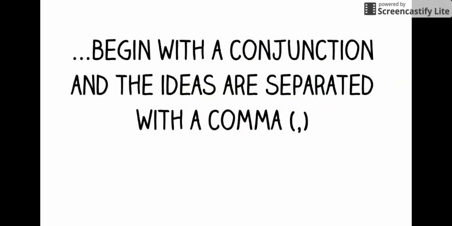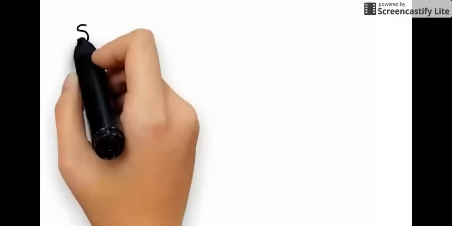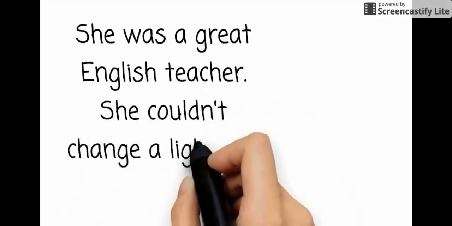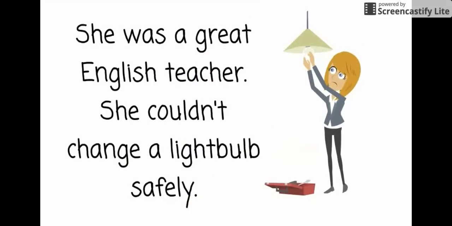So they begin with the conjunction. So they begin with that sticky tape word, and the ideas are separated by a comma. Now that sounds confusing, but I'll show you what it looks like. It's really not as complicated as it sounds. She was a great English teacher. She couldn't change a light bulb safely. So they're two simple sentences at the moment.